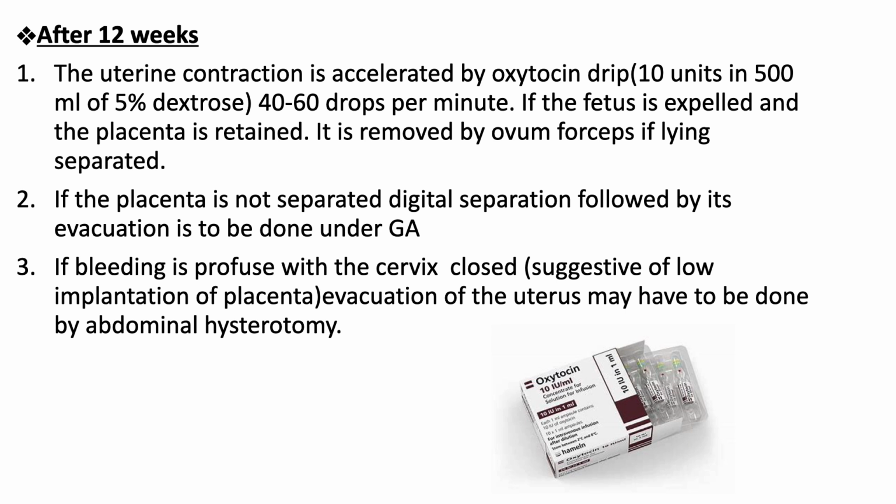If bleeding is profuse with the cervix closed, suggestive of low implantation of placenta, evacuation of the uterus may have to be done by abdominal hysterotomy. So these are the measures which can be adopted after 12 weeks in inevitable abortion.